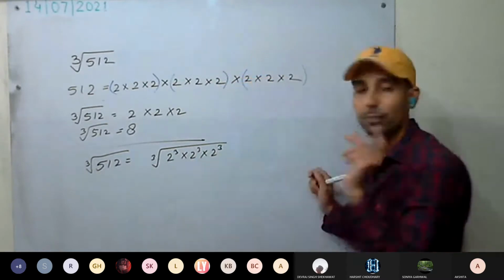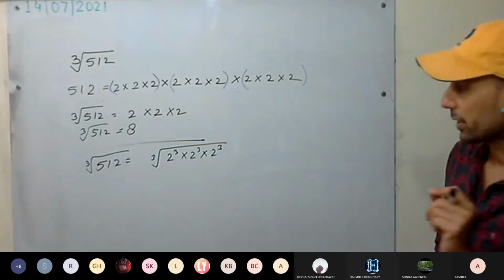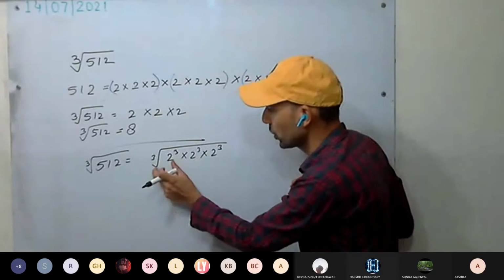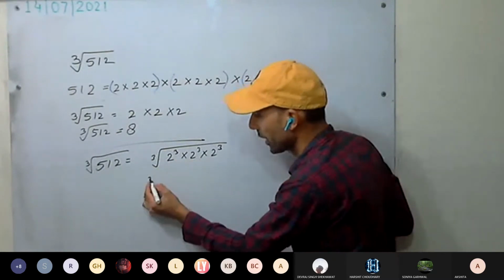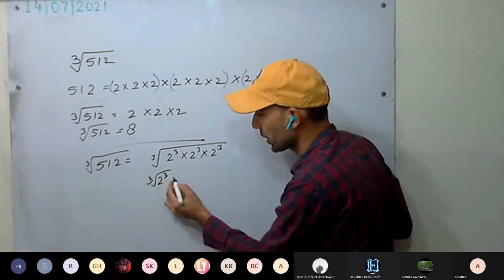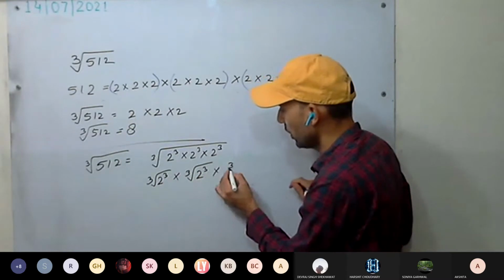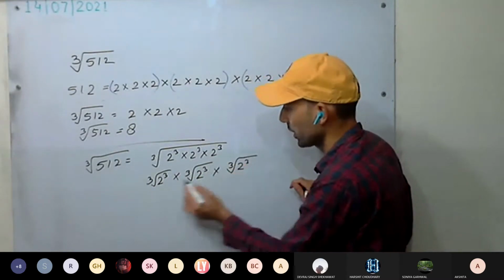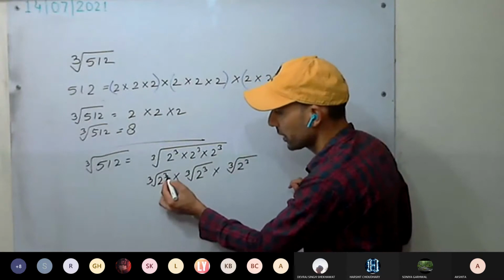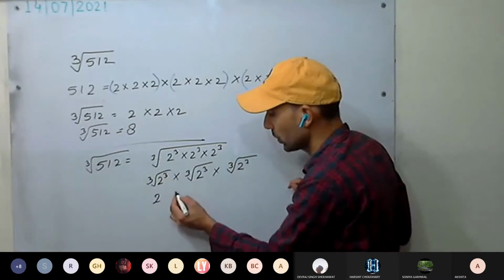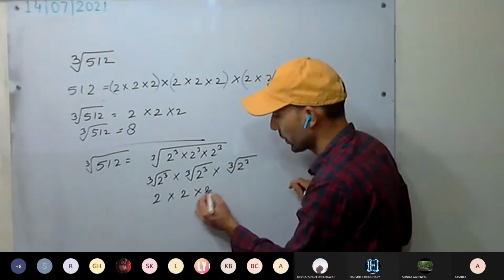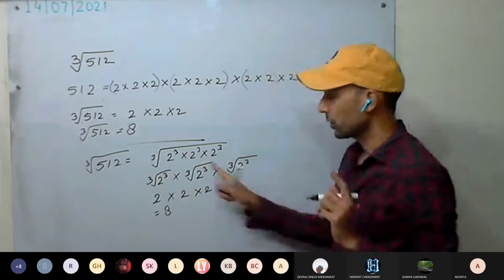See here. Few more basics we'll discuss with this one. Cube root of this we can write like this also. Cube root of 2 raised to power 3 into cube root of 2 raised to power 3 into cube root of 2 raised to power 3. See here, same powers, 3 and then cube root. It means 2, 2, 2. It is 8. Understood this one?